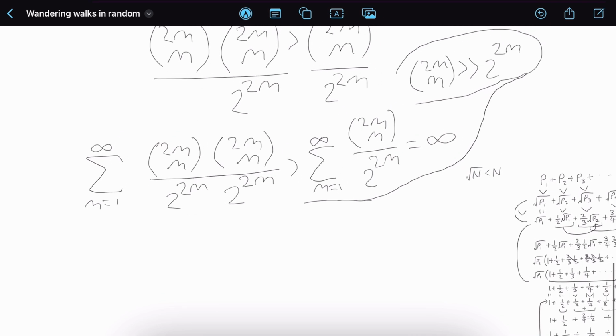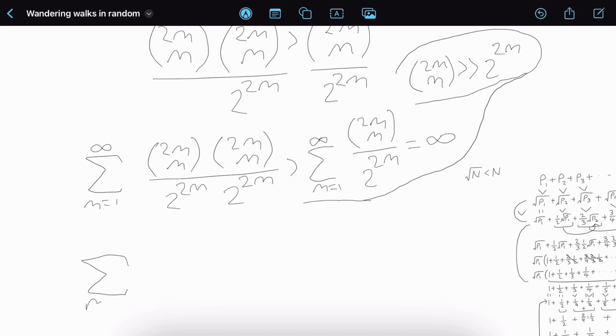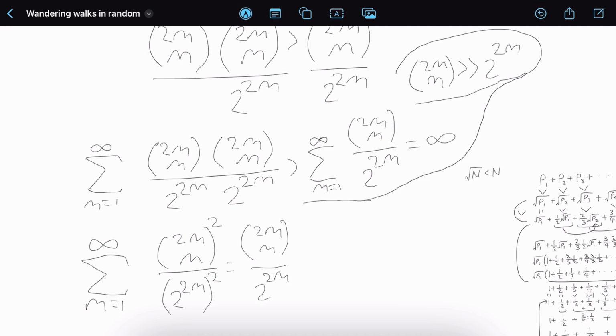So after adding this term, the sum just becomes 2m choose m divided by 2 to the 2m squared, and 2m choose m squared, which we can just simplify to 2m choose m over 2 to the 2m, whole squared, is greater than infinity, or diverging, that means.